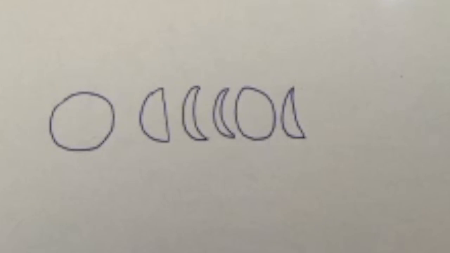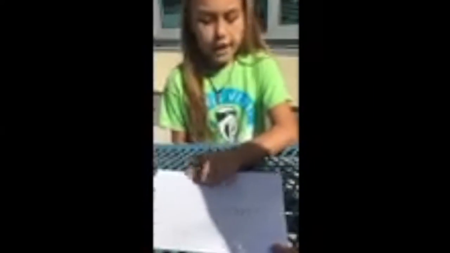Here's our explanation. I have 6 different moon shapes. And the first one is a full moon. It's like the whole moon. And the second one is half a moon. And the third one is a quarter of a moon. And the fourth one is like tiny, a bit more tinier than the quarter moon.